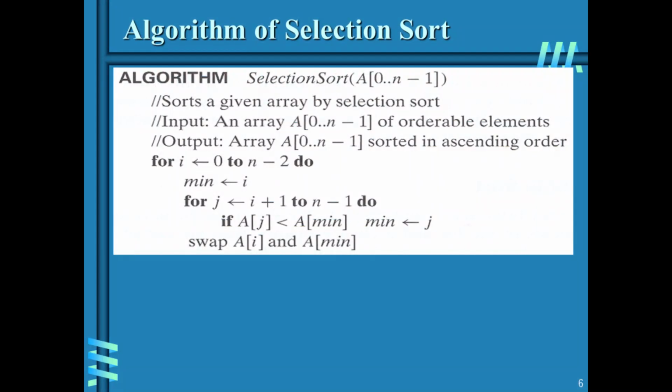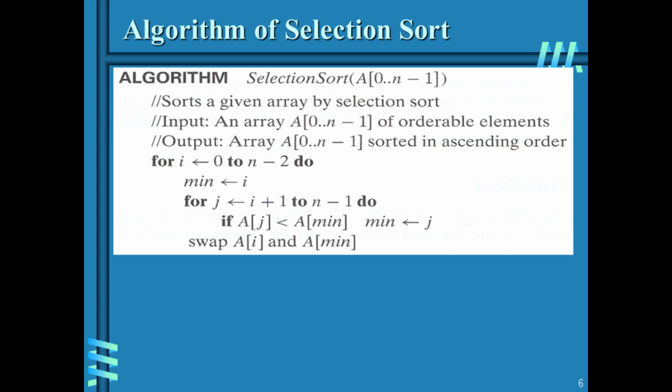Now let's look into the algorithm of selection sort. In this algorithm, the array will be given and the elements will be placed from position 0 to n minus 1. So the problem is to sort the given array using the selection sort algorithm. The input is an array of 0 to n minus 1 of orderable elements and the output is going to be again an array of 0 to n minus 1 of sorted elements in ascending order.